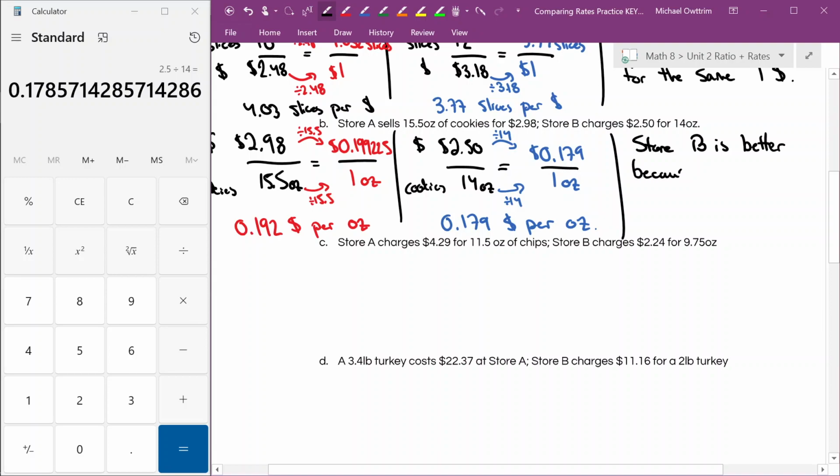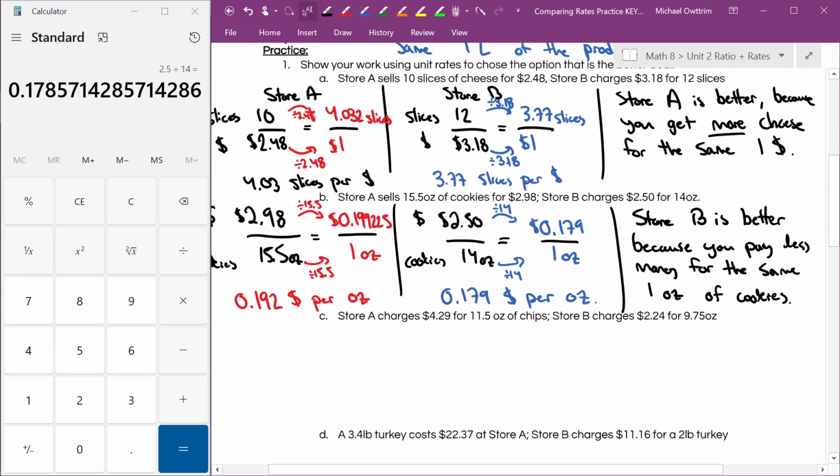because you pay less money for the same 1 ounce of cookies. And you would use the similar process for questions C and D as well.